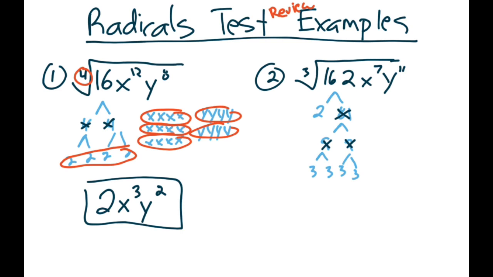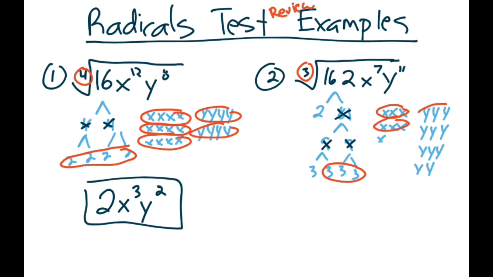I also have 7 x's and 11 y's. So I'm going to write out 7 x's and 11 y's. And then again, because this is the cube root, now I'm going to circle 3 of a kind. So I've got 3 of a kind of 3's. I've got 2 groups of x's and 3 groups of y. So whatever we circle is going to come outside of our radical. So I'm going to pull a 3 on the outside, an x squared, and a y cubed.